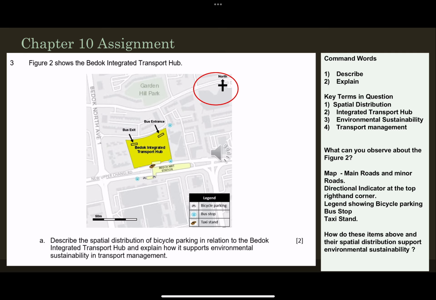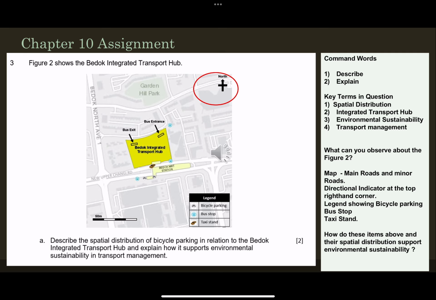So let's go back to look at the map. We can see therefore that there are bus stops outside of the Bedok Integrated Transport Hub for the bus services, in between the transport hub and the MRT station, as well as at the southwestern part of the Bedok Integrated Transport Hub. So there are altogether 3 bus stops that are serving this area, and we can also see the bicycle parking that is located at the MRT station.